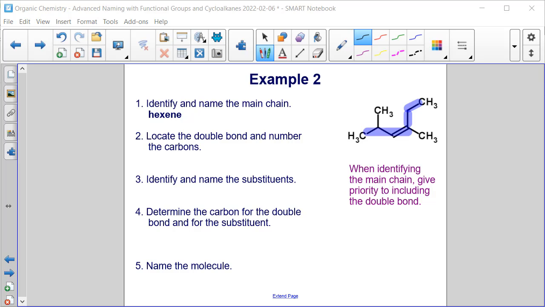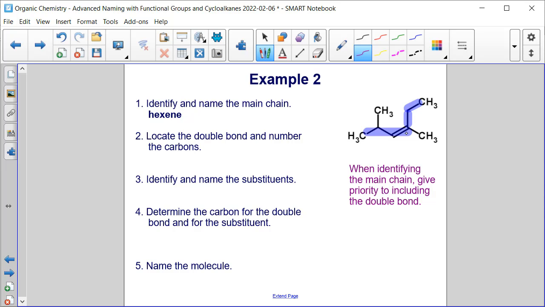Keep in mind, when you're trying to identify the main chain, you have to make sure that you prioritize the double bond. That has to be in your main chain. So you can see highlighted the 6 carbon chain that we found in the previous slide and named here hexene. So now we locate the double bond, which we see right here, and then we number the carbons.